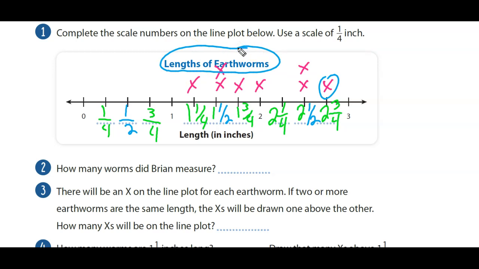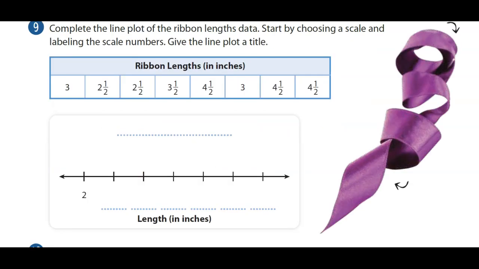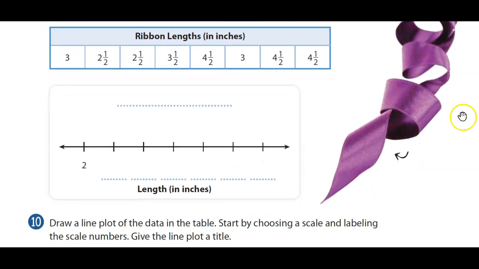Okay, it says complete the line plot of the ribbon lengths data. Start by choosing this scale, and labeling the scale numbers. Give the line plot a title. So, what's the title that I can use? It tells you right there. Ribbon lengths.